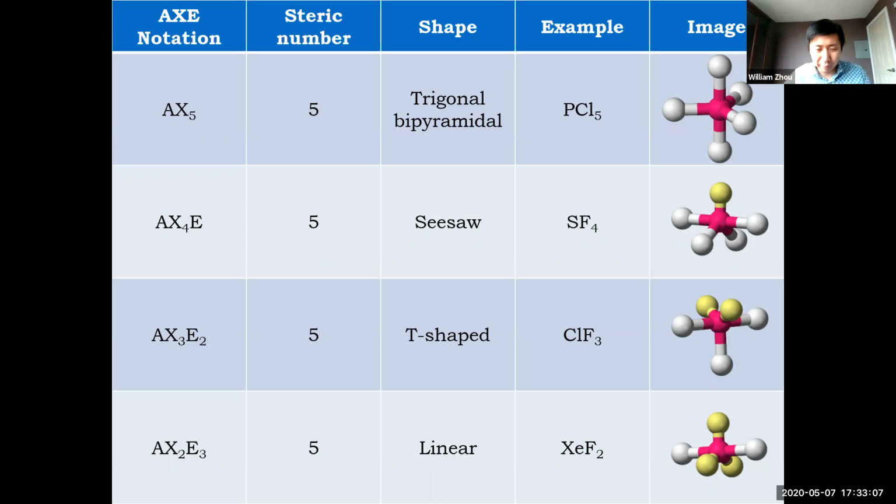And finally, if you have AX2E3, that means you have 3 lone pairs. So all of your triangle, the entire triangle in the middle, are made of lone pairs. So you just have a linear structure. And XeF2 would be an example. Yesterday we did radon dichloride. That was another example. All right, so steric number 5 is kind of confusing. You might have to stare at this for a while to click in your head. So do we have any questions?